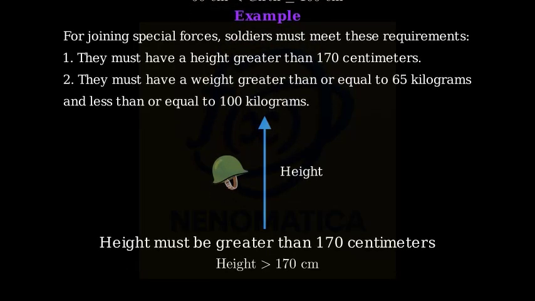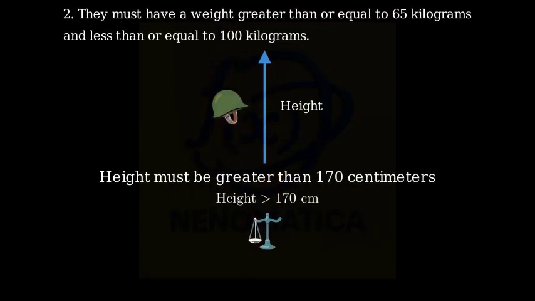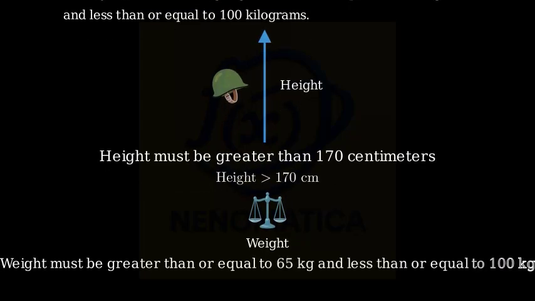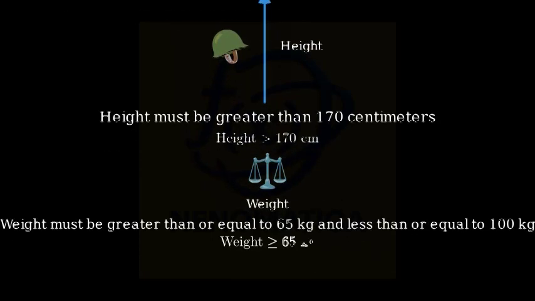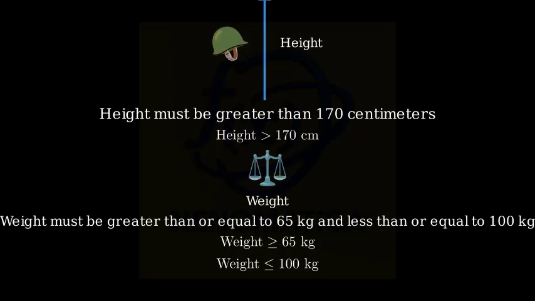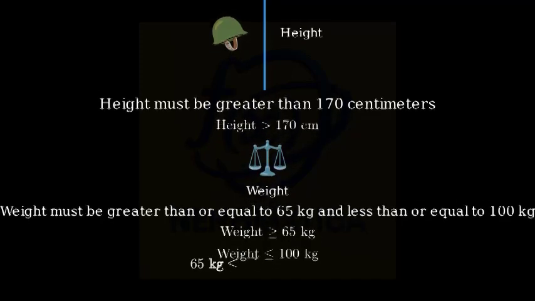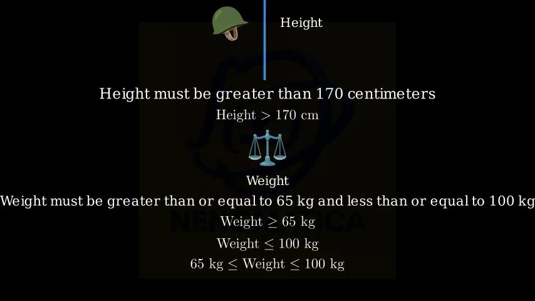For the second requirement, we need to represent the weight of the soldiers. Let's use the variable weight to represent the weight in kilograms. The requirement states that the weight must be greater than or equal to 65 kilograms and less than or equal to 100 kilograms. This is another compound inequality which we can write as weight is greater than or equal to 65 kilograms, and weight is less than or equal to 100 kilograms. We can write this more compactly as 65 kilograms is less than or equal to weight, which is less than or equal to 100 kilograms.